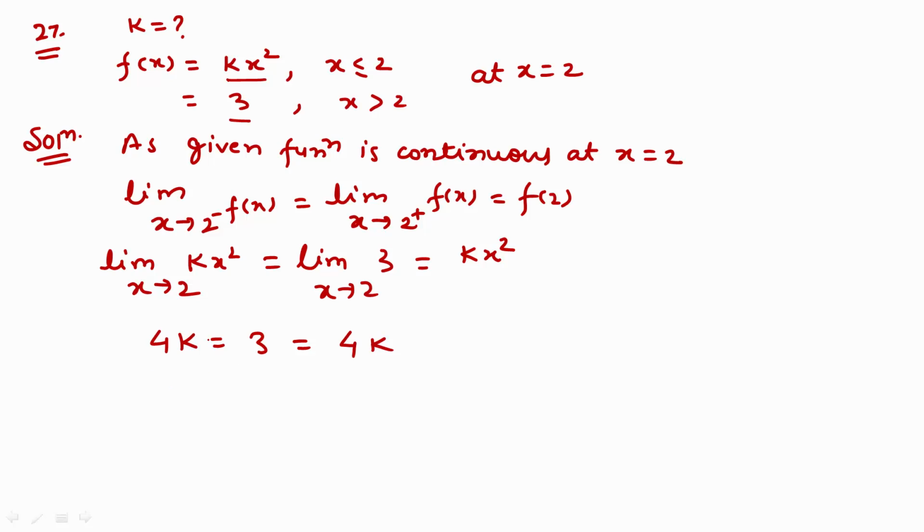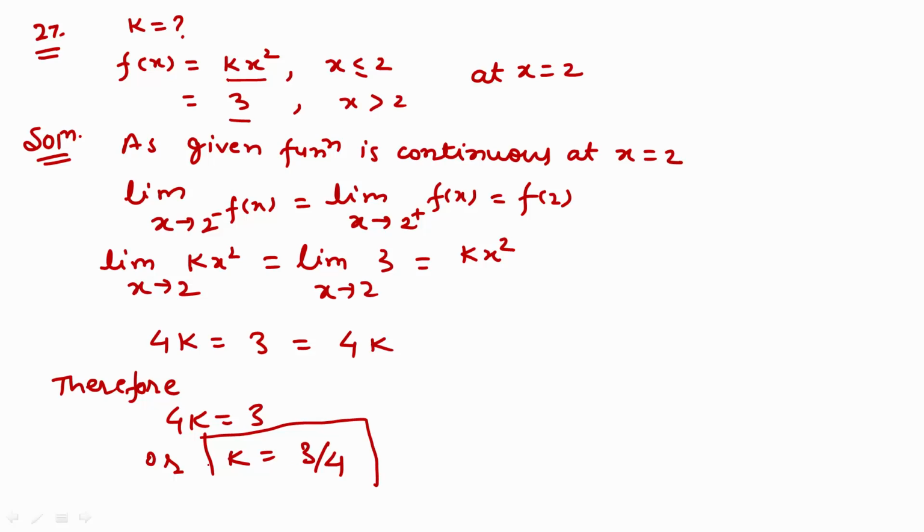this will be 4k is equal to 3 is equal to 4k. As the function is continuous at x equal to 2, therefore 4k is equal to 3, or k is equal to 3 by 4. So k is equal to 3 by 4. The function is continuous at x equal to 2.